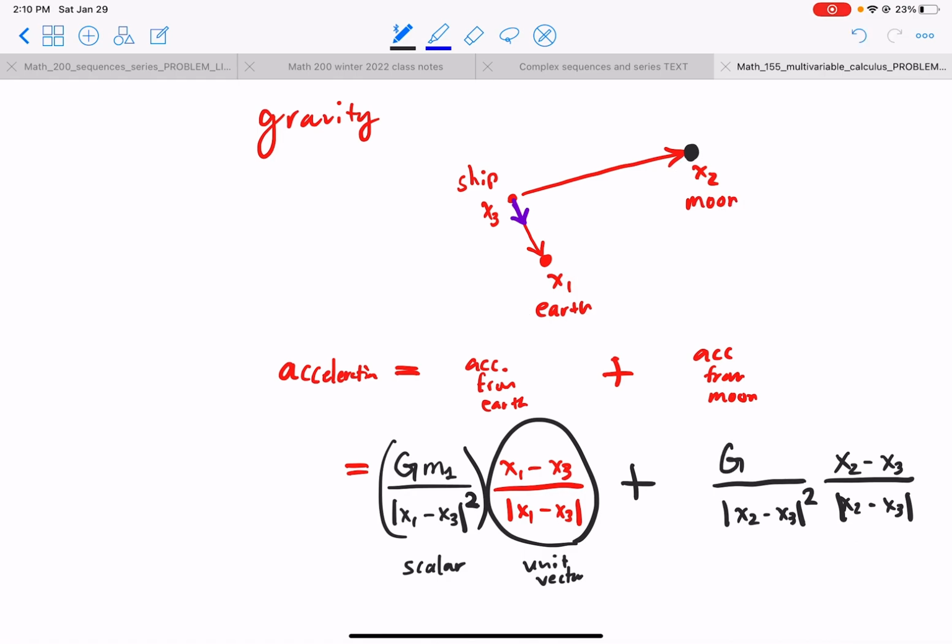And then there's this gravitational constant g. This is some number that basically allows us to relate the actual physical world gravity with our choice of units, like meters and seconds. And so there's just some somewhat meaningless number involving our choice of units that I'm not going to worry about too much. And then the mass here should be the mass of the moon. And since I called the moon x2, I'll say m2. So this is again a scalar and a vector.